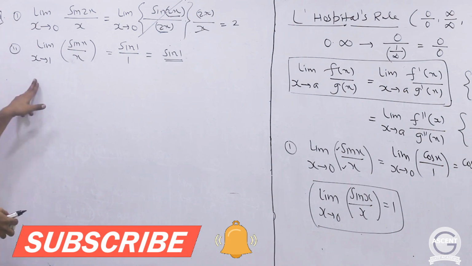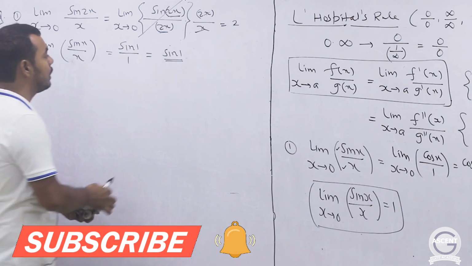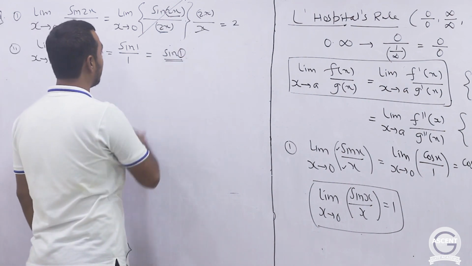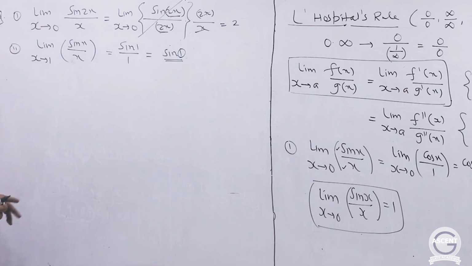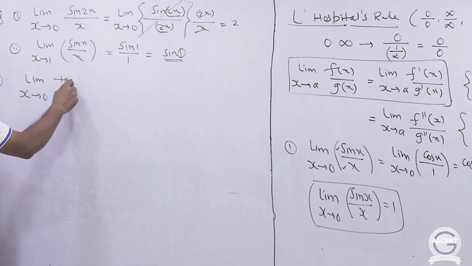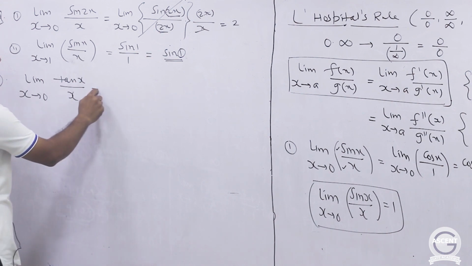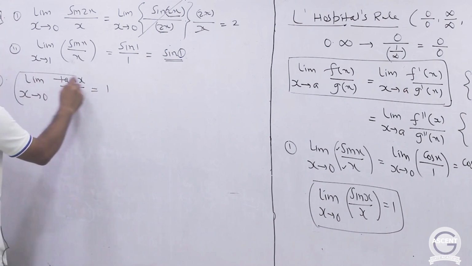Okay, so the value of this limit will be sin 1. Remember that 1 is in radian and not in degree. So this is how we apply our first formula. The second formula that you need to know is limit x tending to 0 tan x by x. Now using L'Hopital's rule, this is also 1.